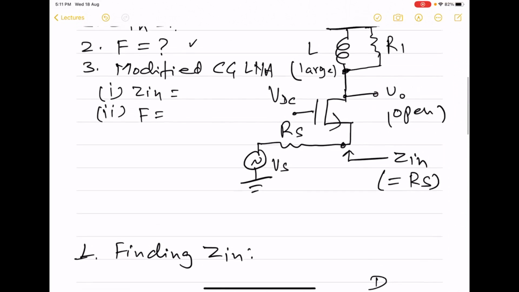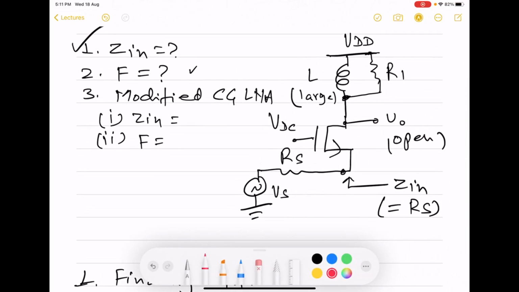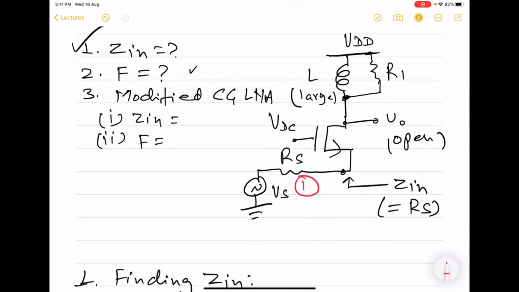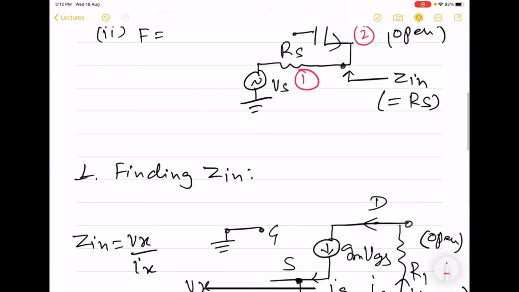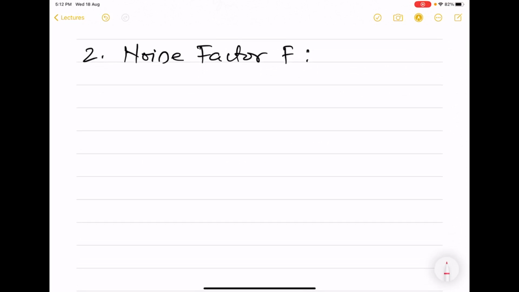So in this circuit, we can see that we have three sources. One, the source itself. Second is MOS, and third is the lossy part of the inductor. Since we have derived input impedance for this circuit, we will have to find out the noise factor also for this one. So we will have to find out the shorted output current for each of these sources, and we will use the superposition principle for that purpose.